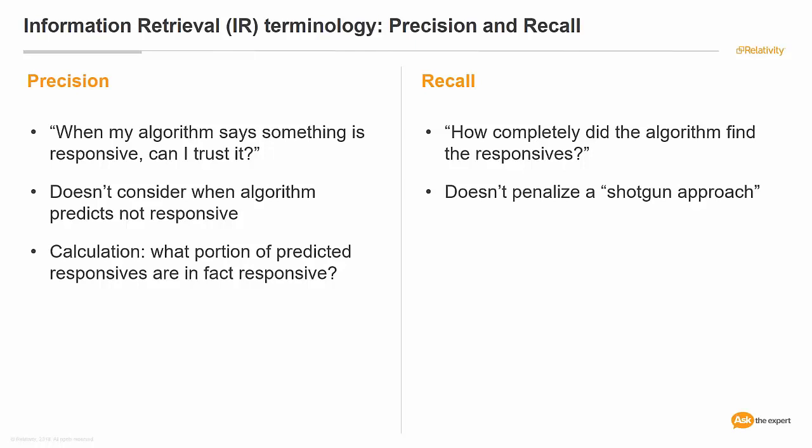So precision has a similar kind of problem. If it only predicted one document responsive, it might be correct, but if it left behind millions of documents, that's useless too.